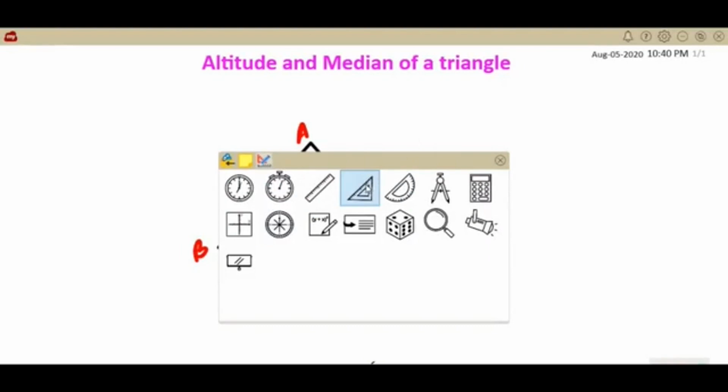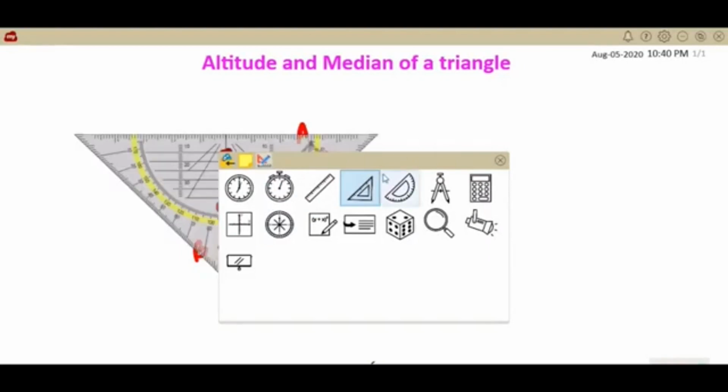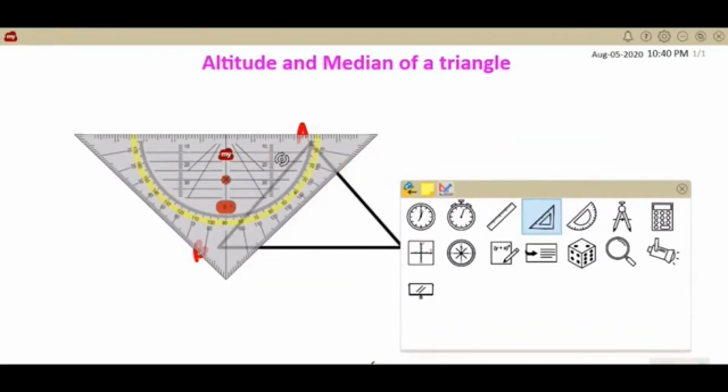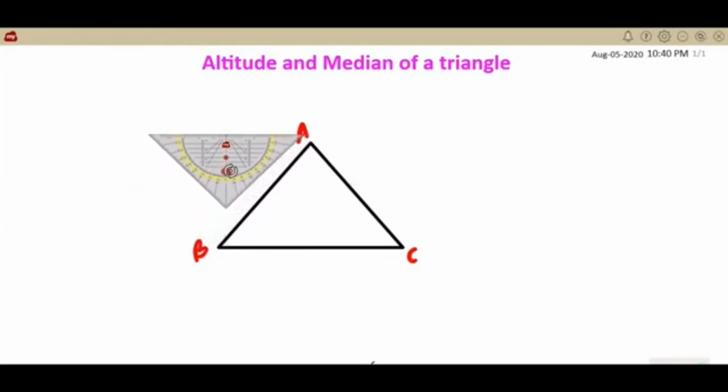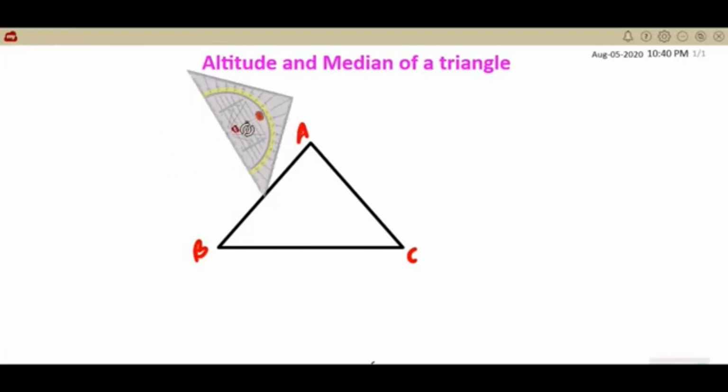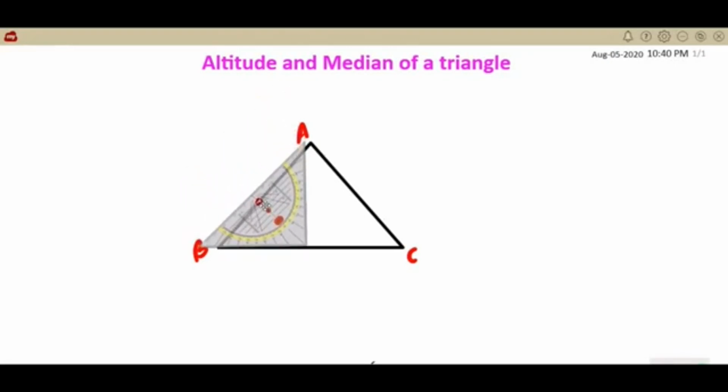As this lesson is about the properties of altitude in a triangle, let me draw it with a set square. This is the set square, which has perpendicular sides. At least two sides of this are perpendicular. We have to adjust the set square in such a way that we can draw a perpendicular to the opposite vertex of the triangle. Let me take the side BC first. So simply place it with care.